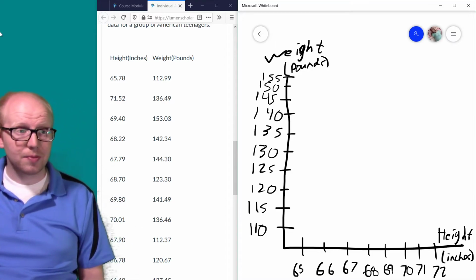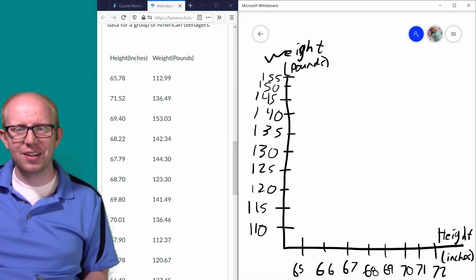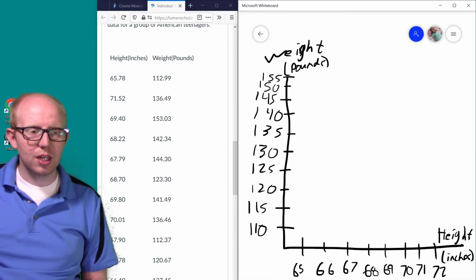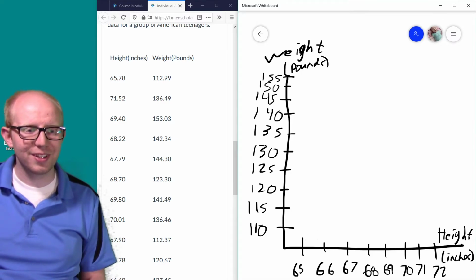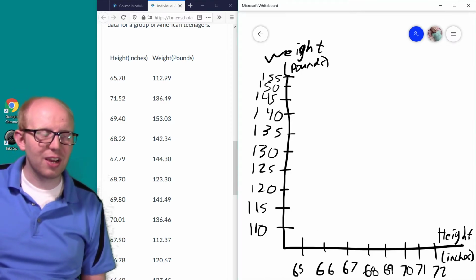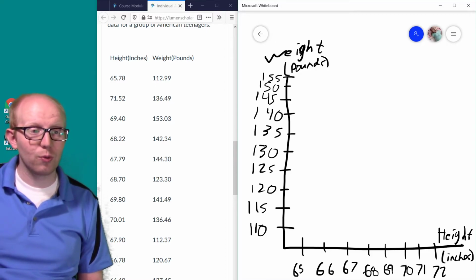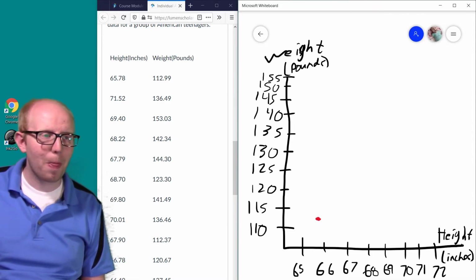Now we're ready to plot. The first one, 65.78 and 112.99. That will be just above 65 and below 66. Sorry, that was not an actual point right there. So just above 65, below 66, and at around 112. So that's going to be around right there.